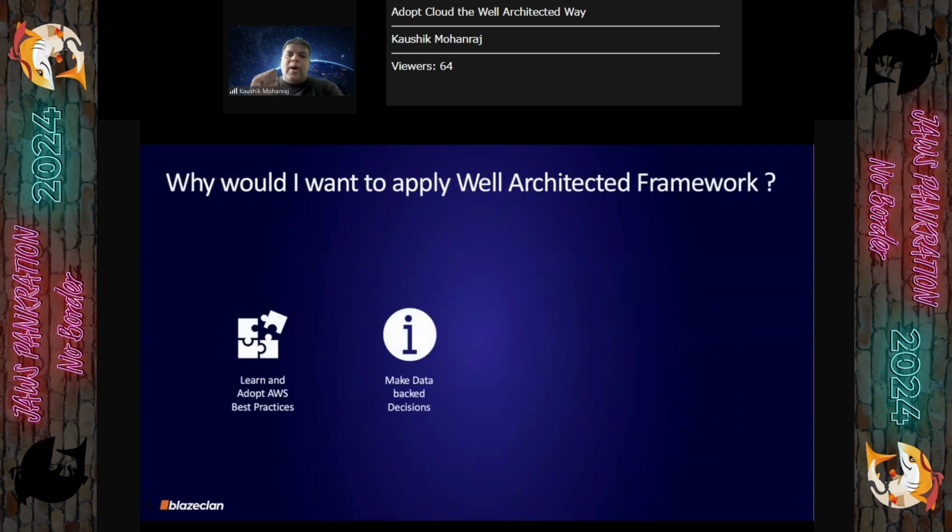Now the question is, why do you want to apply the well-architected framework? The overall idea is to learn and adopt AWS best practices, and make data-based decisions so that you are well informed. You know what you're going to do; you're not doing it just because it is the right thing to do. Then it is to mitigate risk. And last but not the least, build and deploy faster. You need to ensure that you are adopting cloud the right way and moving fast. There's a very old saying in the AWS community: fail fast, fail cheap.